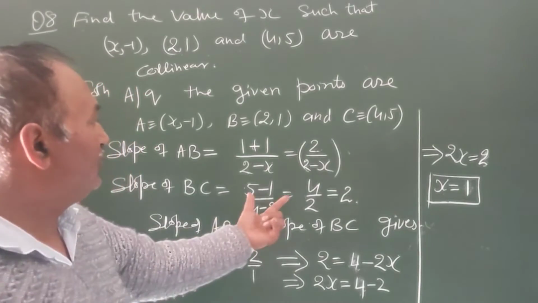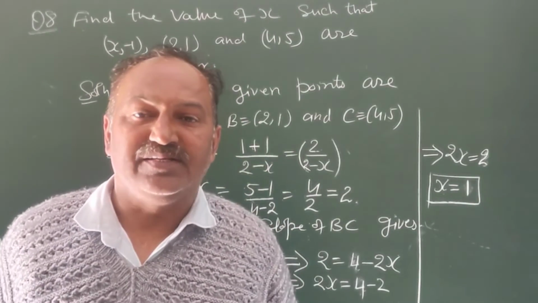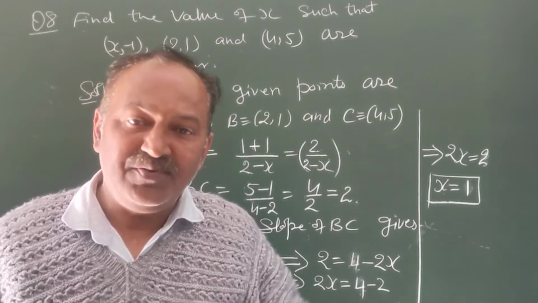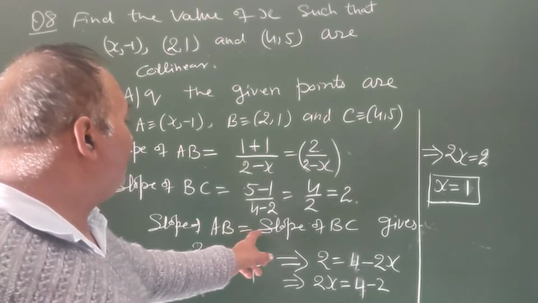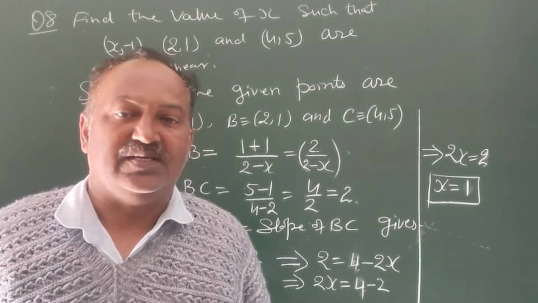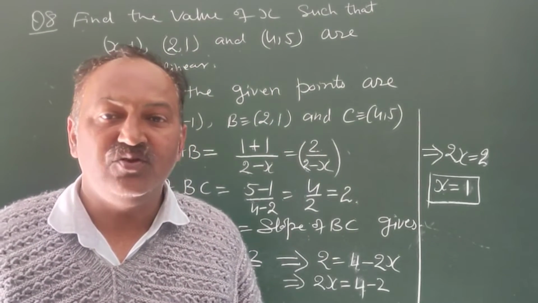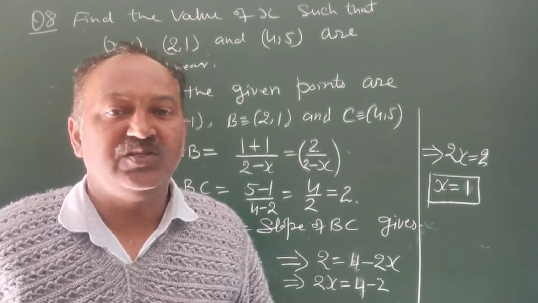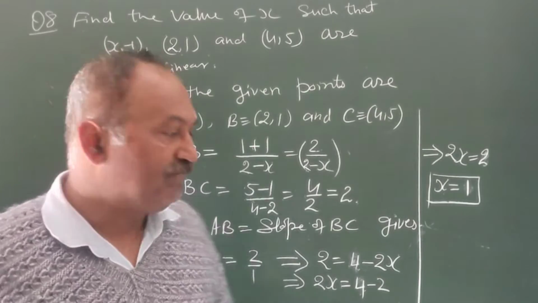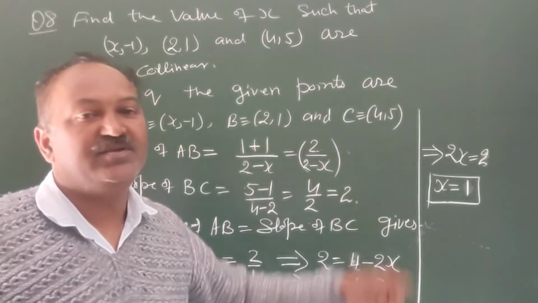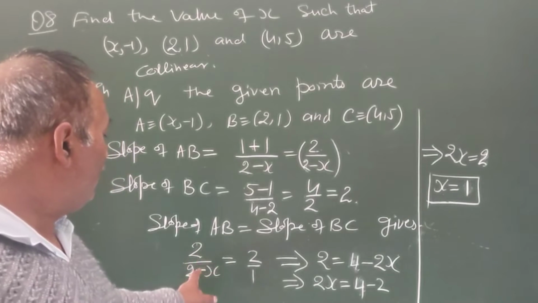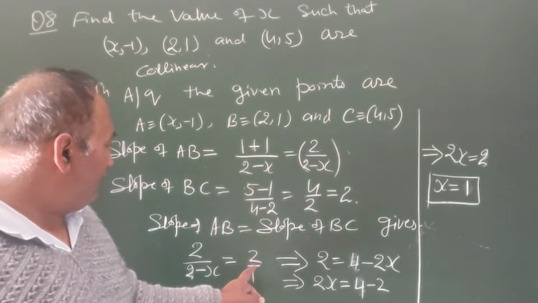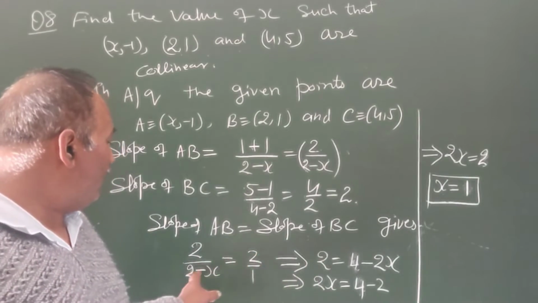But according to the question, these 3 points are collinear. It is given that these 3 points are collinear, so we have to take slope of AB equal to slope of BC, because AB must be parallel to BC, therefore their slopes must be equal. Slope of AB equal to slope of BC gives 2 upon 2 minus x is equal to 2 upon 1. Therefore 2 is equal to 4 minus 2x.